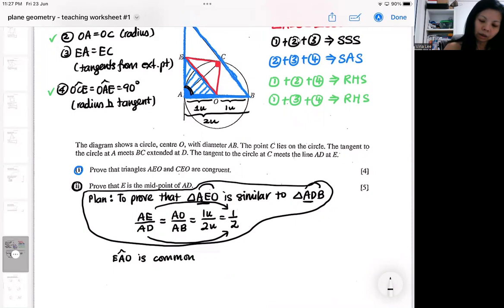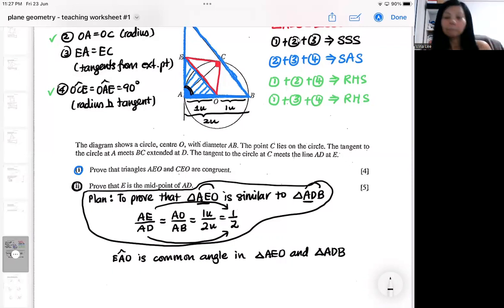It's a common angle in the small triangle and the big triangle. So being common, that means they are the same angle. So I already got one angle. So now I need to find another pair of matching angles in the small blue triangle and the big blue triangle. So how am I supposed to find it?